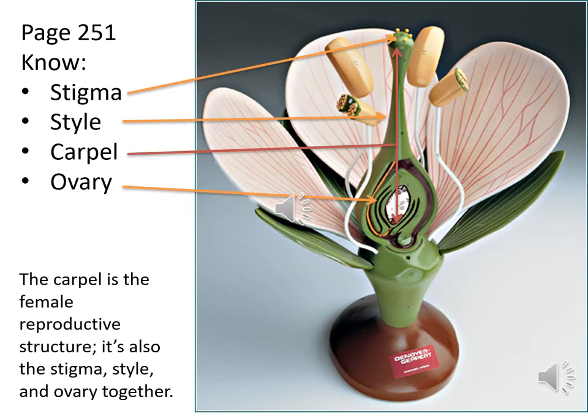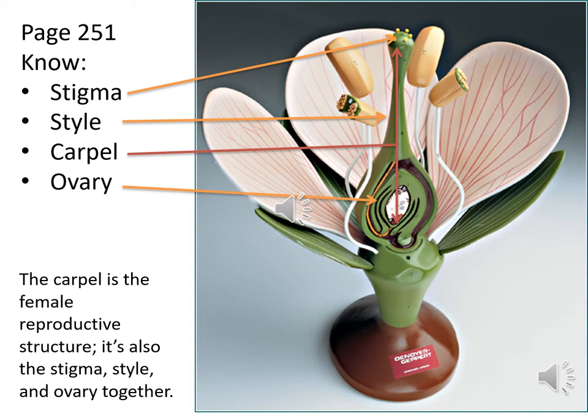Here we see the female reproductive structures. The carpel is the female reproductive structure. It consists of the stigma, style, and ovary together. The stigma is the tip of the carpel, and it does produce a sticky substance that catches pollen grains. Pollen would be picked up by, say, a bumblebee on the male part of the flower. The bumblebee picks up the pollen from the anther, flies over to the next plant, and that sticky stigma does have a little bit of sticky.